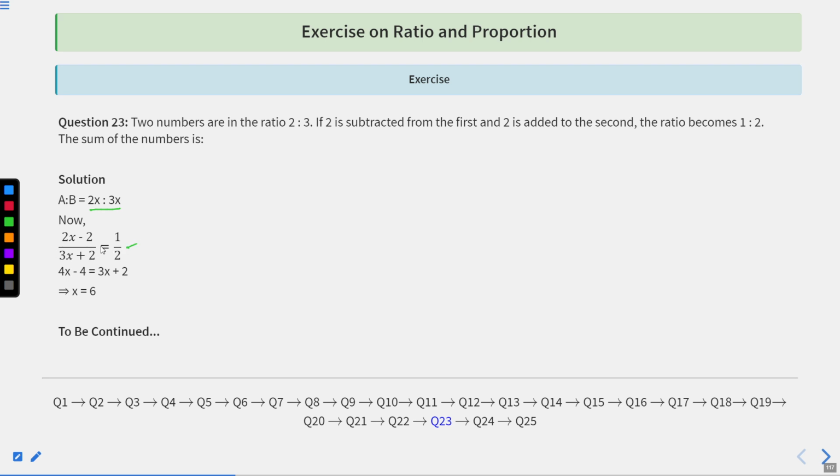So we can write (2x minus 2) upon (3x plus 2) equal to 1 upon 2. And when you simplify this, you will get 4x minus 4 equal to 3x plus 2, and it will be x equal to 6. Since x is known to you, you can find the value of a, that is 12, and b is 18. We are interested in finding the sum, so that will be a plus b, which is 30. So the option correct here is option A.